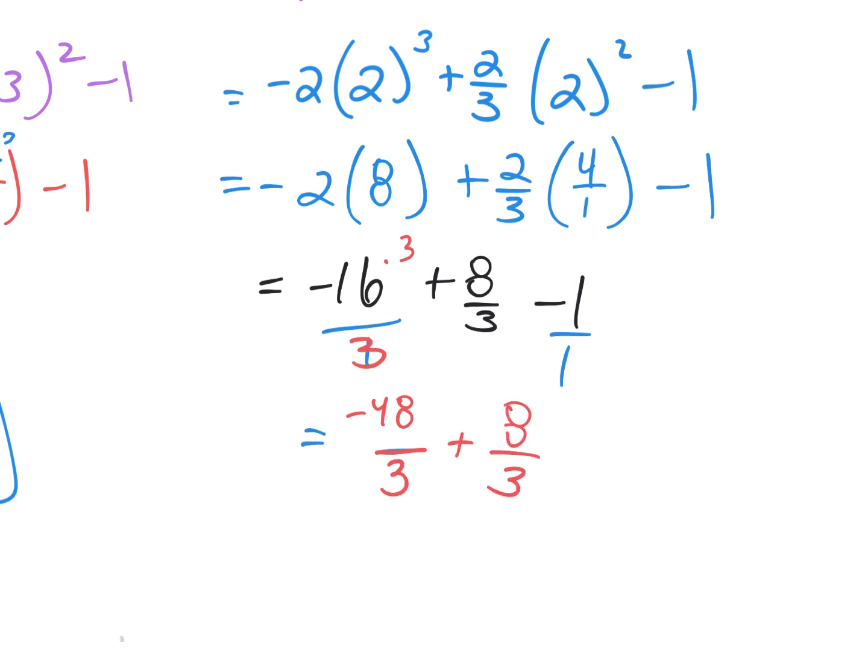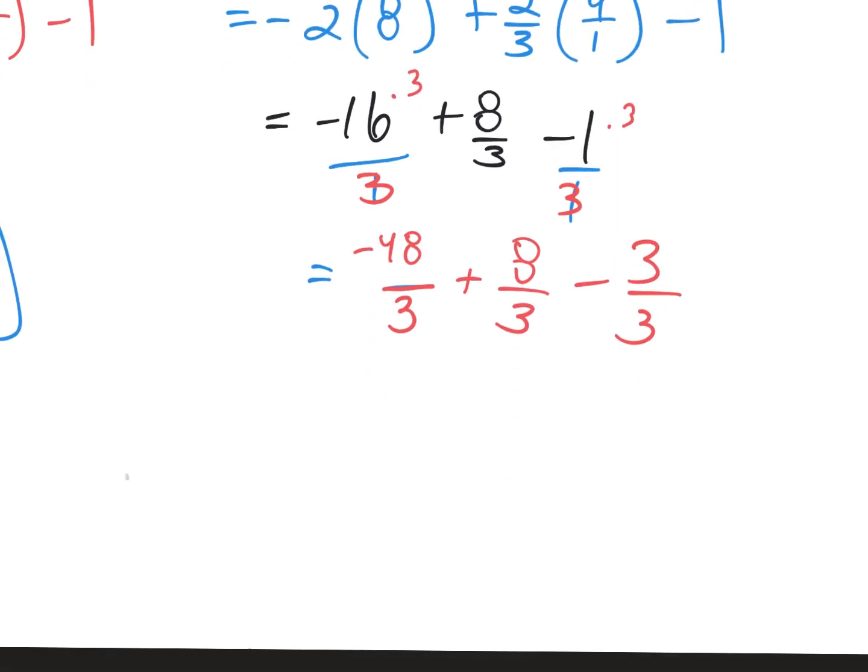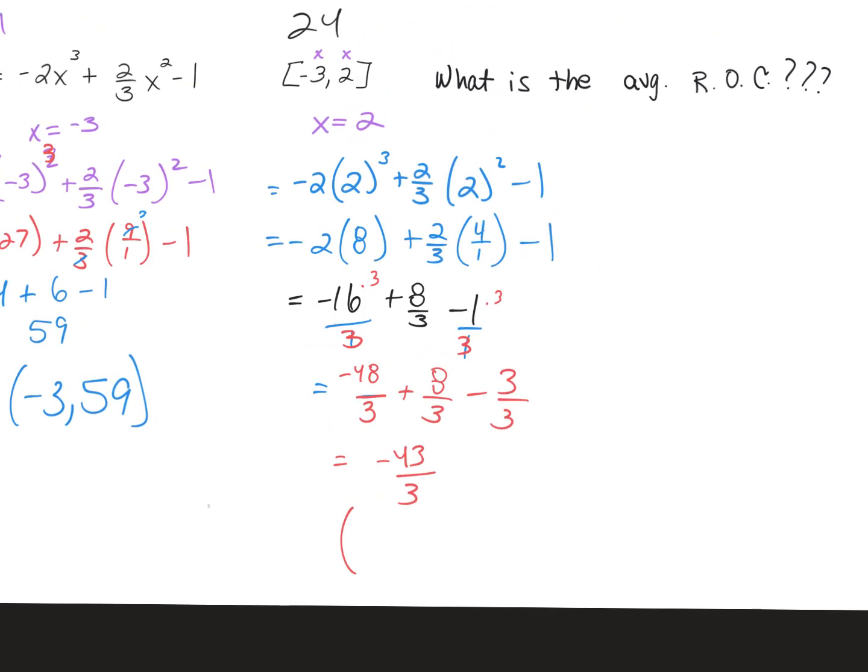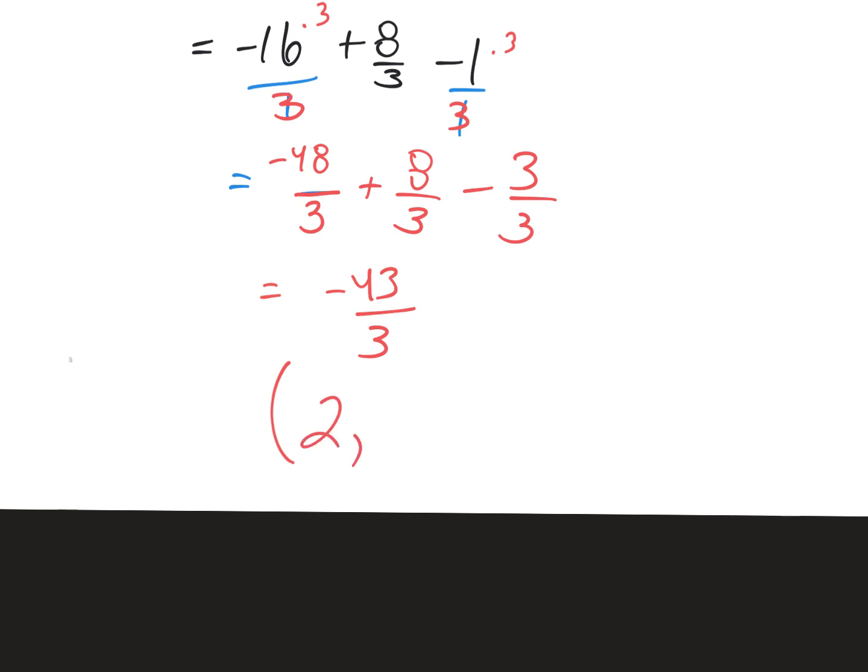That's fine. We can just stay. And this one's fairly easy, guys. If I change this to a 3, 1 times 3 is 3. What you do to the bottom, you do where? To the top. So this is just minus 3 over 3, right? Not bad. So now we're going to go from left to right. What's negative 48 plus 8? Negative 40 minus 3. Negative 43 over 3. So I have the point 2, negative 43 over 3, yeah?